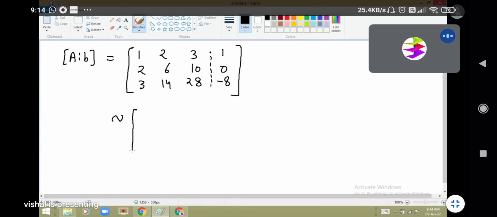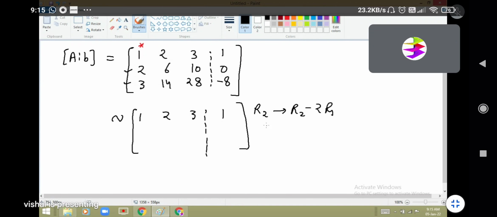What is the procedure to solve? We will take 1 as the pivot. Just write down the first equation like this. Now make 0 in the place of 2 and 0 in the place of 3. How will you make it? Apply R2 minus 2 R1 and R3 minus 3 R1. So what will you get? 0, 2, 4, minus 2 and 0, 8, 19, minus 11.